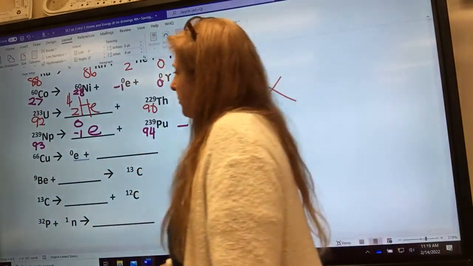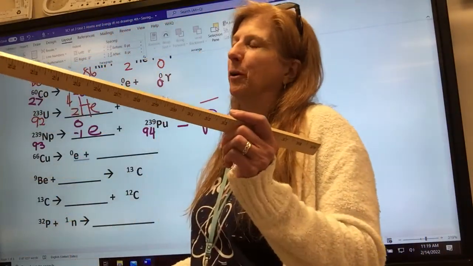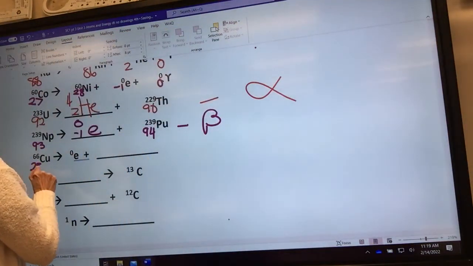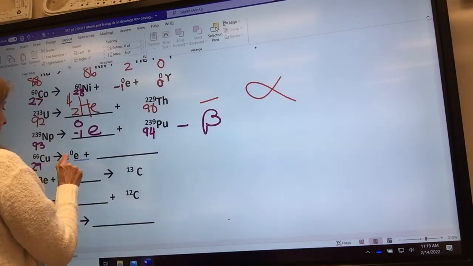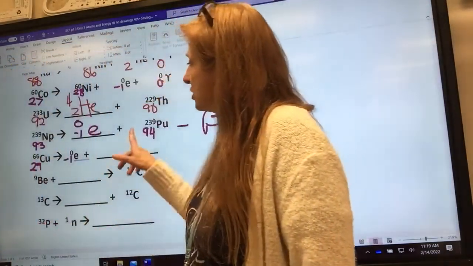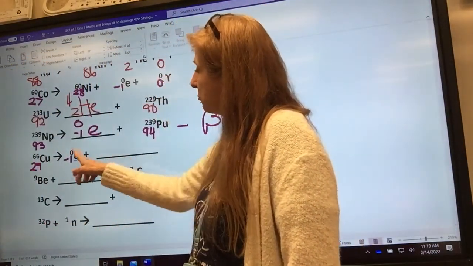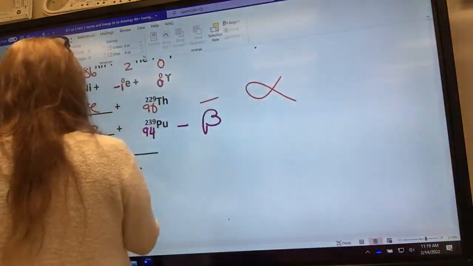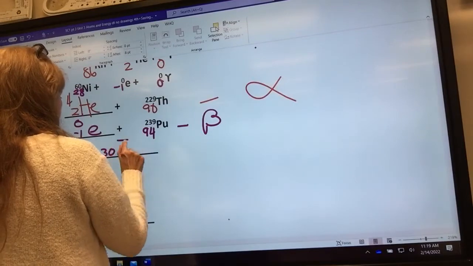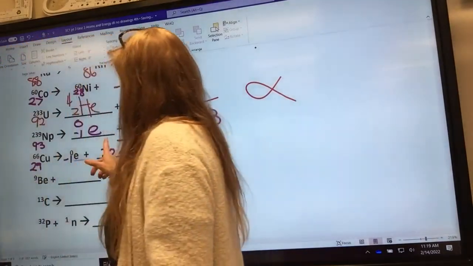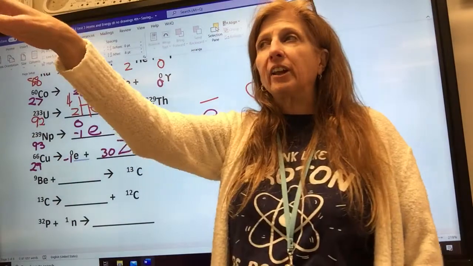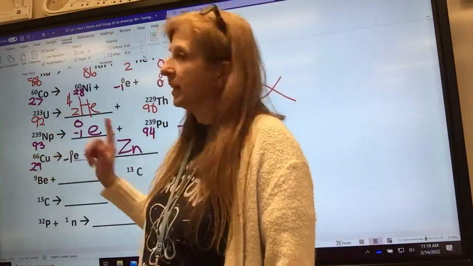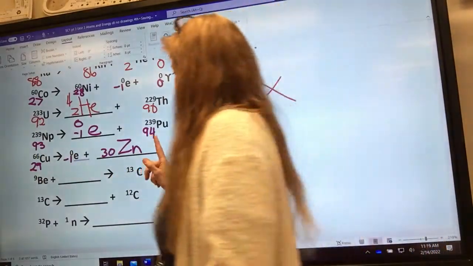So sometimes it goes the other way. What number is copper? Do you see it? 29. And this should be negative 1. Okay, so what's missing here? What do you subtract 1 to get 29? 30, right? So this should be 30 zinc. And now what should the mass be? We don't look at the mass on the periodic table, we do the math. What do you add to 0 to get 66? 66.